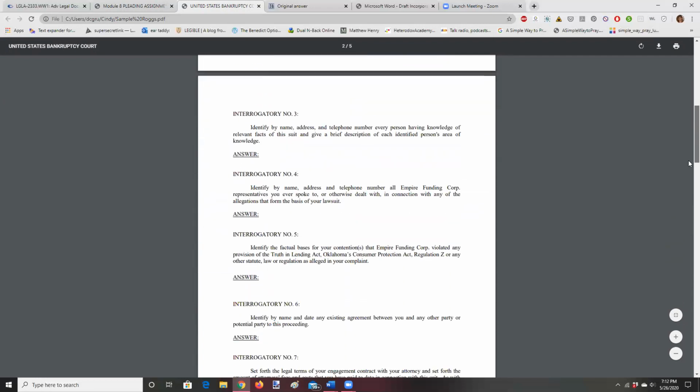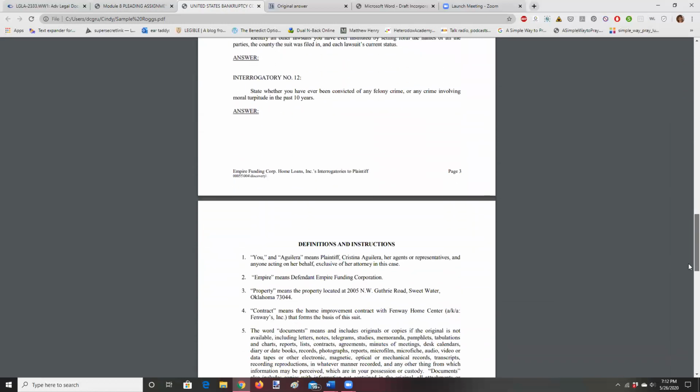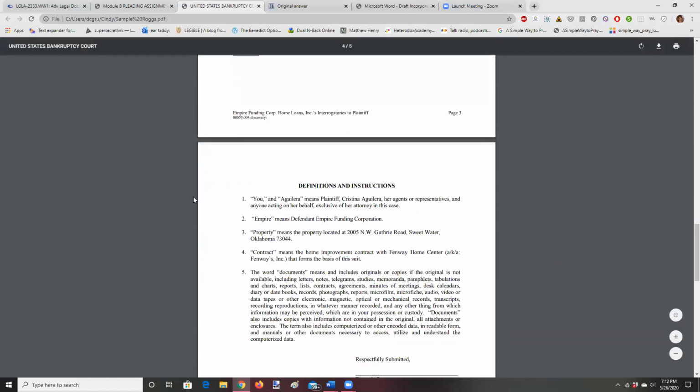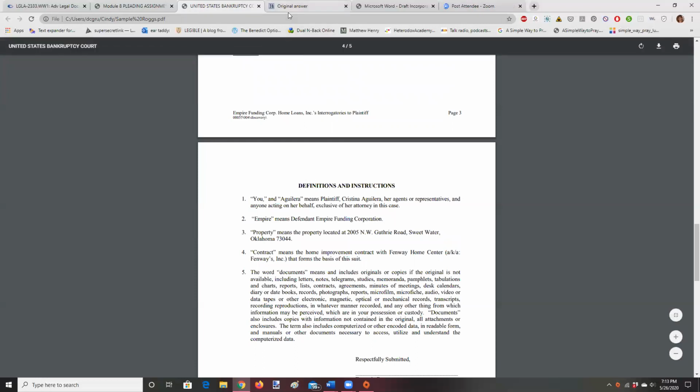You can see we go through these interrogatories. We have the definitions. A lot of people, when they were preparing interrogatories, would put the definitions at the beginning. That's the more traditional place to put it. And they have chosen to put the definitions single-spaced. Again, you could go either way with this. There's a little bit more flexibility on discovery.